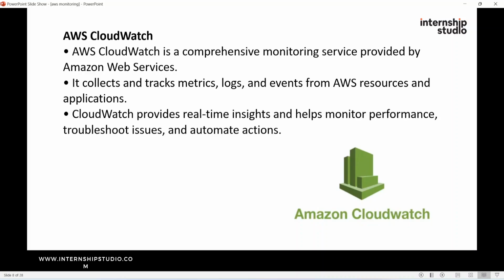Actually, CloudWatch continues to be a very key component of the AWS ecosystem. It evolves to meet the changing needs of cloud users every day. The service evolution reflects broader industry trends towards more advanced monitoring, observability, and automation capabilities in the cloud.